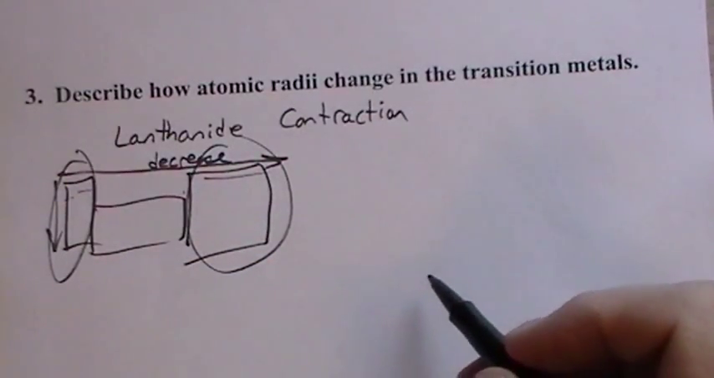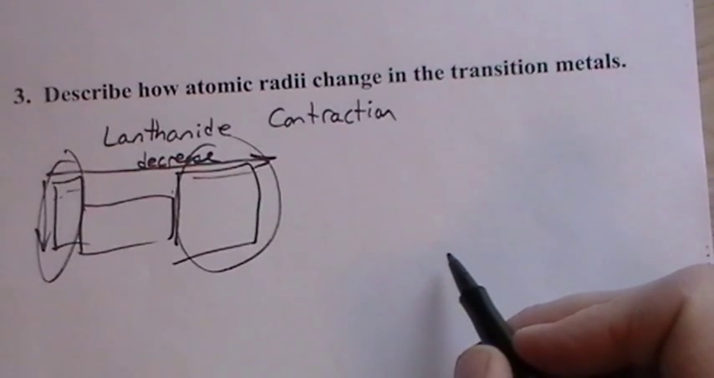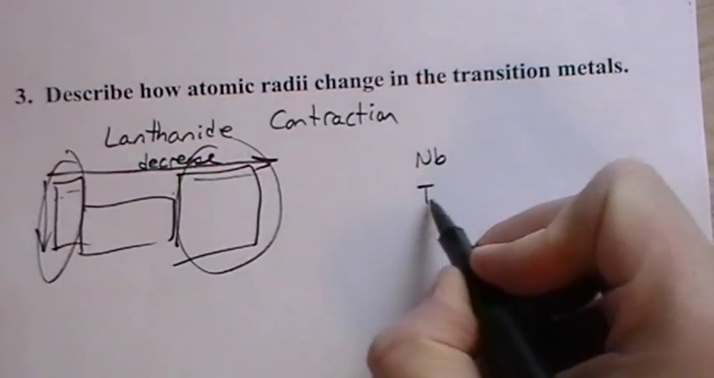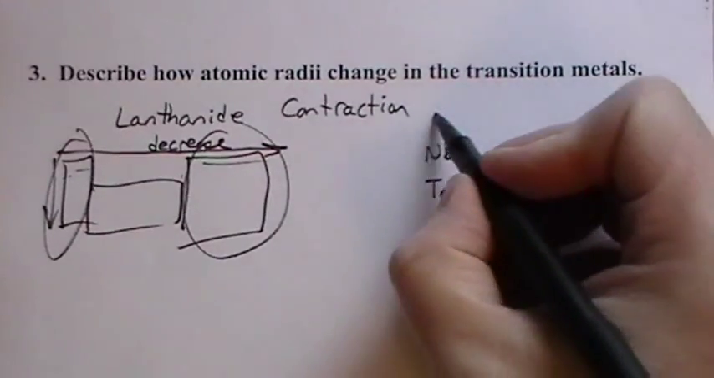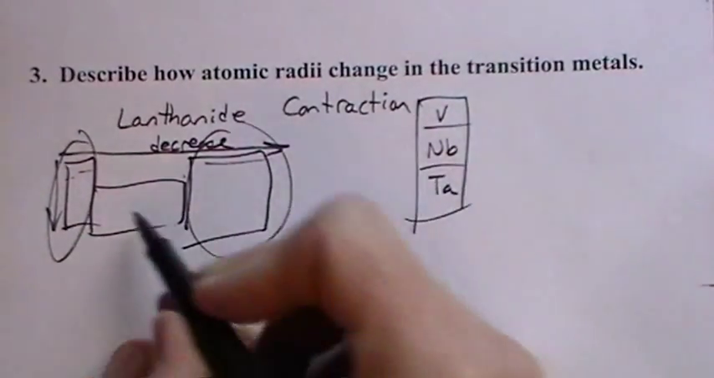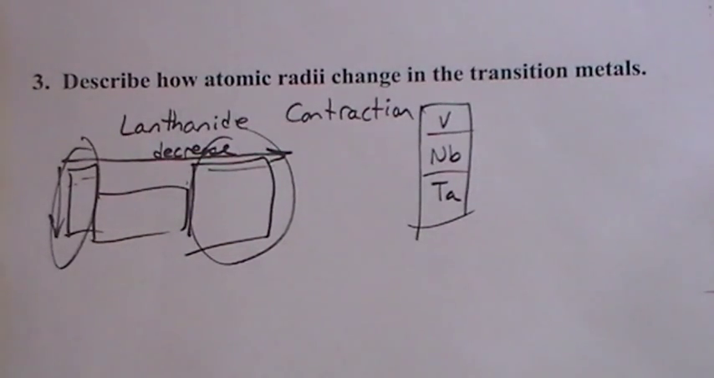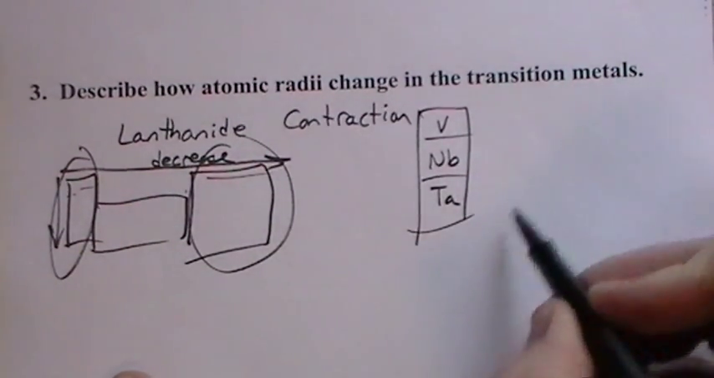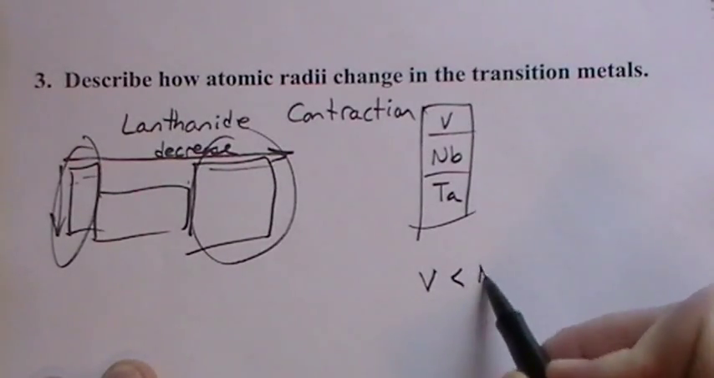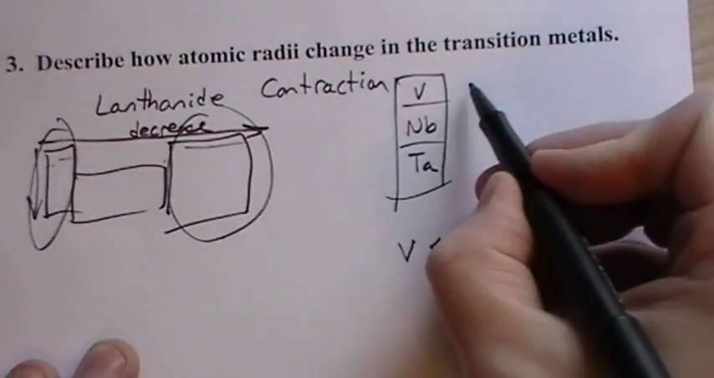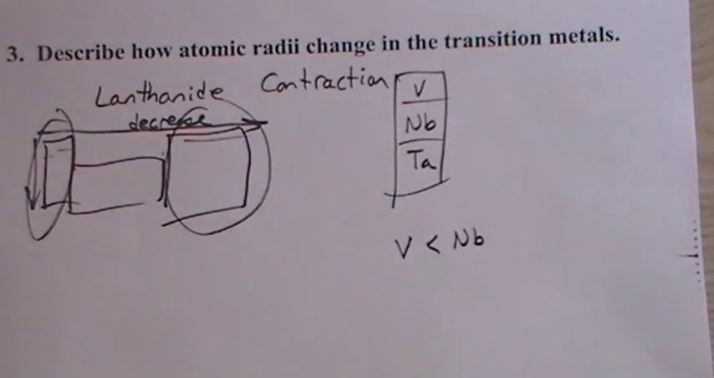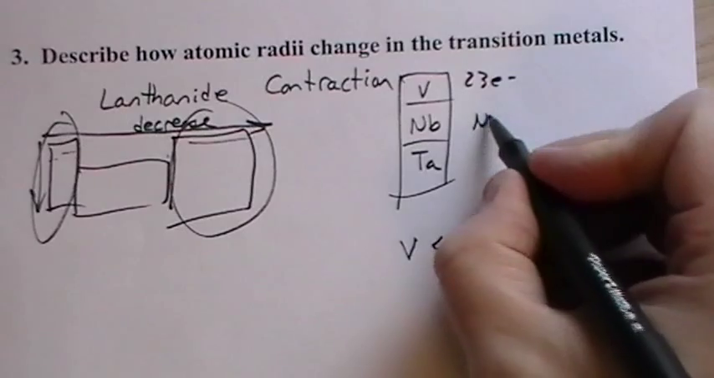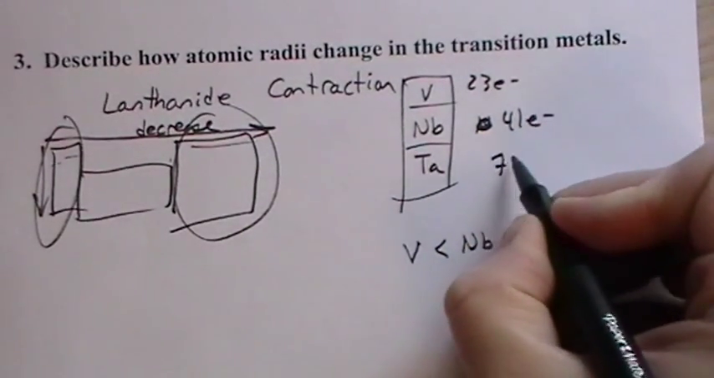Well, what we find, there's a chart. I'm only going to do one example here. We have niobium, tantalum, and then above that would be vanadium. So in this group, in the transition elements, you have vanadium, then niobium, then tantalum. And what we find is that vanadium is smaller than niobium, as we'd expect, because vanadium has 23 electrons, niobium has 41, and then tantalum has 73.